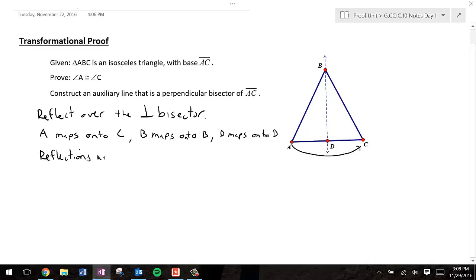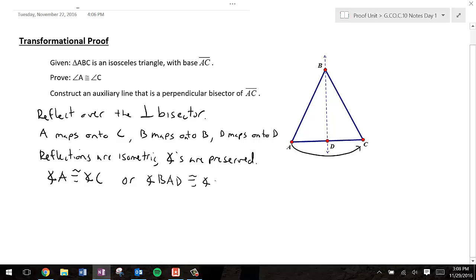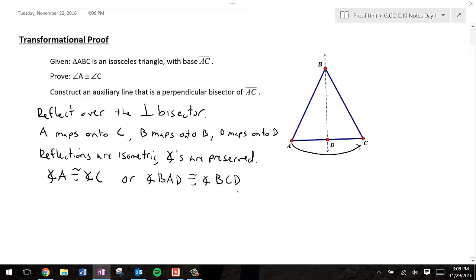Since reflections are isometric, we know just from our previous proof as well, when we did transformations, that angles are preserved. Okay? That's crucial. Since they are preserved, angle A is still congruent to angle C, and since they map onto one another, they're the same thing, and it allows us to say that A is congruent to C, or if you would like the more specific angle, angle BAD is congruent to angle BCD. So it's a quick transformational proof there for us.